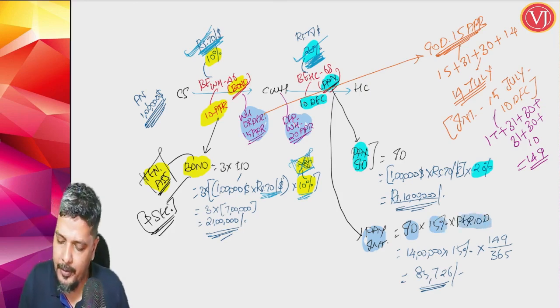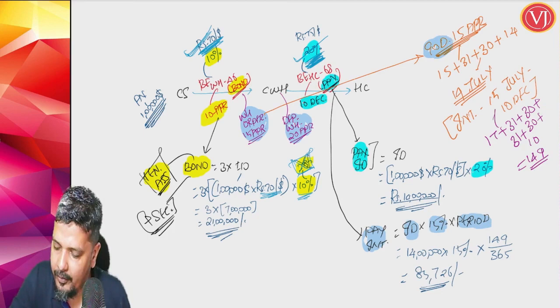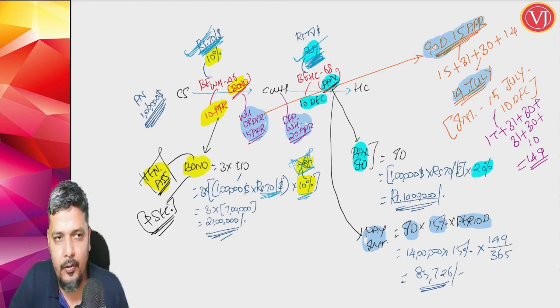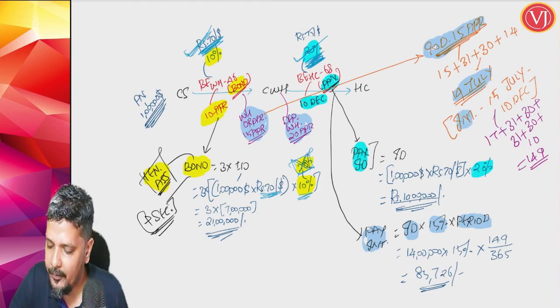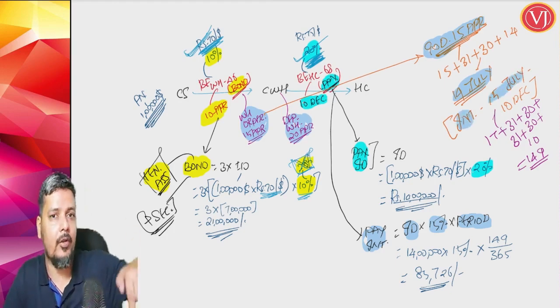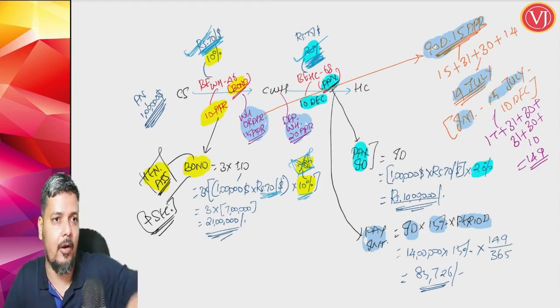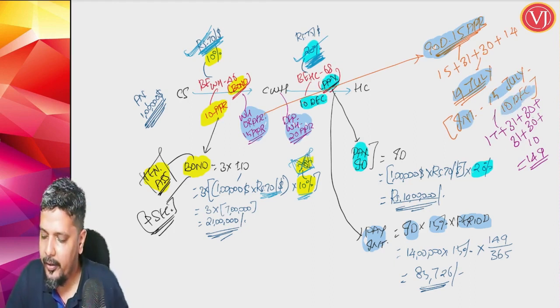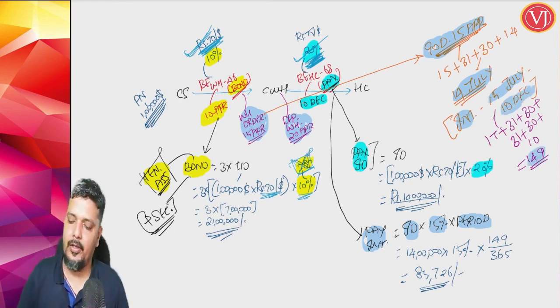How you found out the period? 90 days from the warehousing order which ends on 14 July. So interest will start from 15 July. Count 15 July also. Unlike other cases, here count 15 July also till 10 December, which is 149 days.